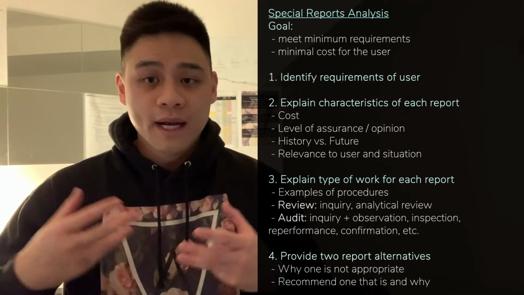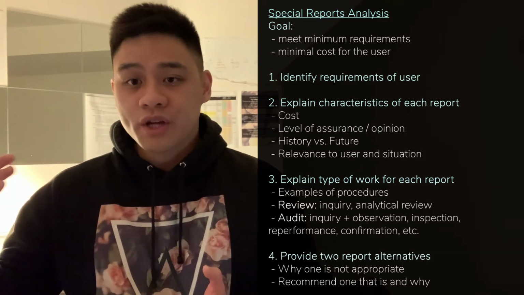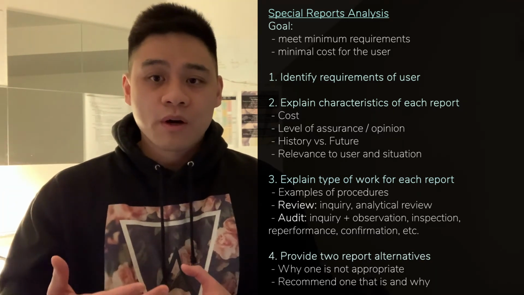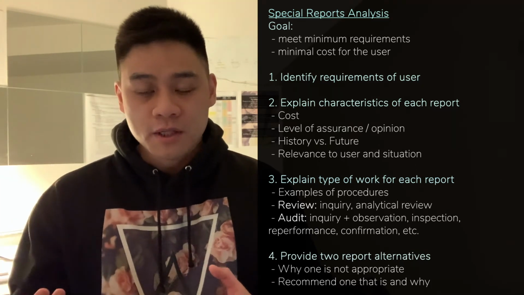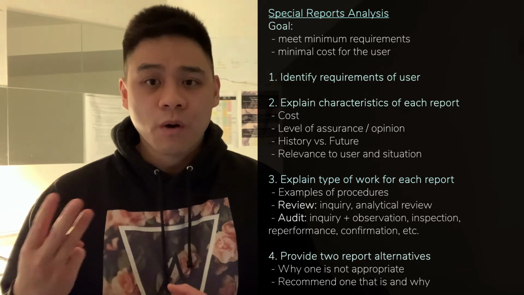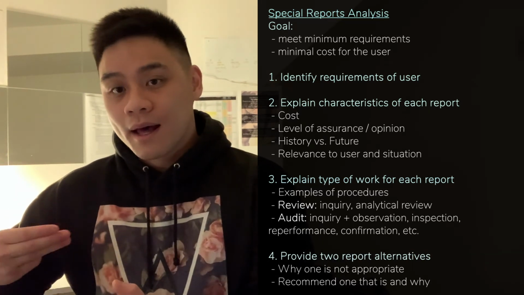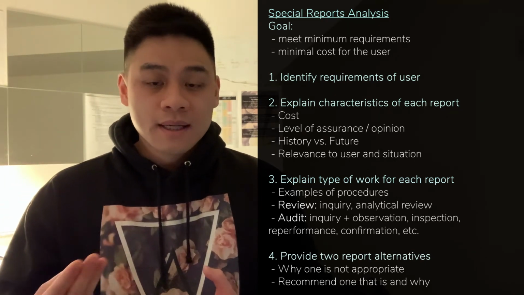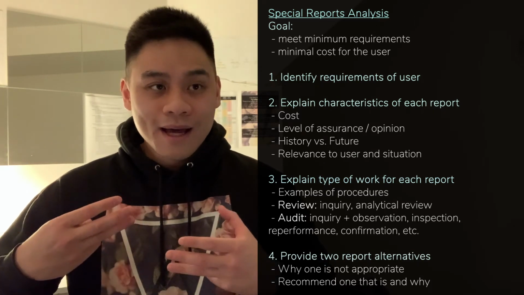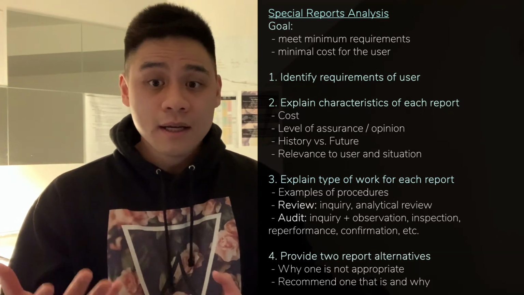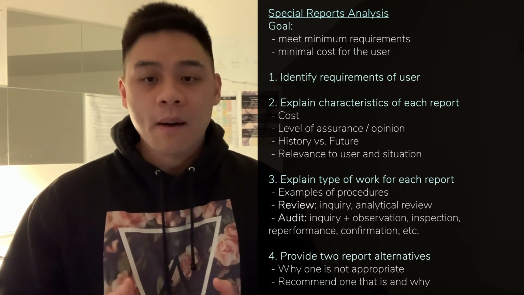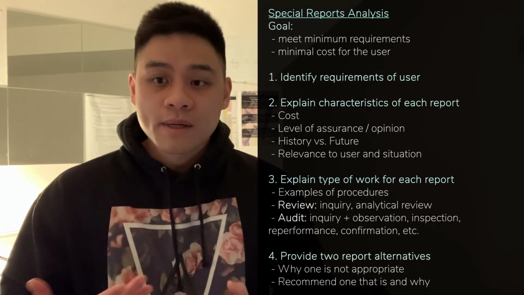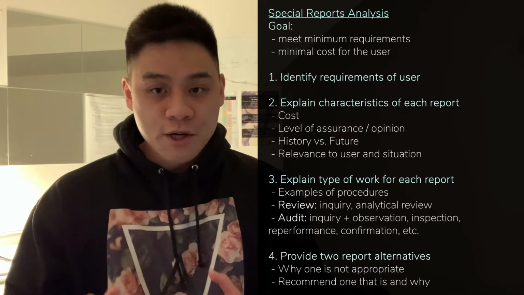Third is historical financial information, or are we assessing projected forecasts into the future, and why is this report relevant or applicable to the user and situation. And then explain the type of work expected for each type of report and the example procedures. So for example, if it's a review, it would be inquiry and analytical review. If it's an audit, then it would be inquiry and a combination of observation, inspection, confirmation, reperformance, recalculation, and verification.